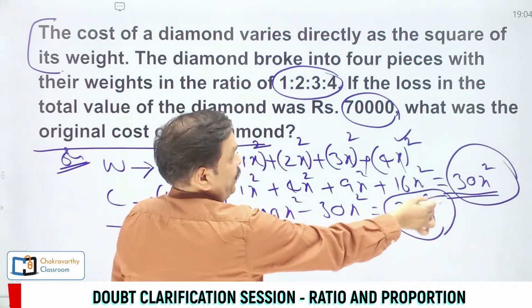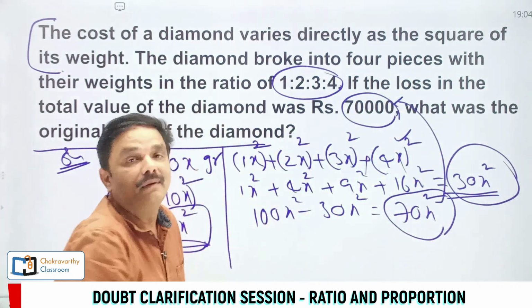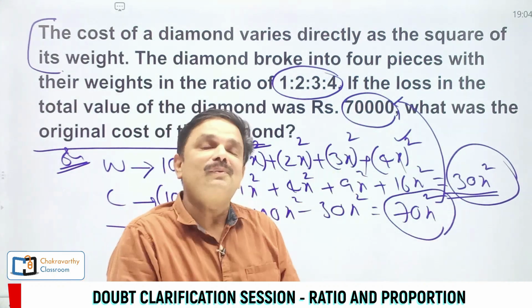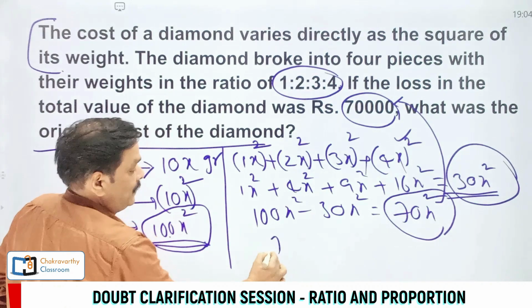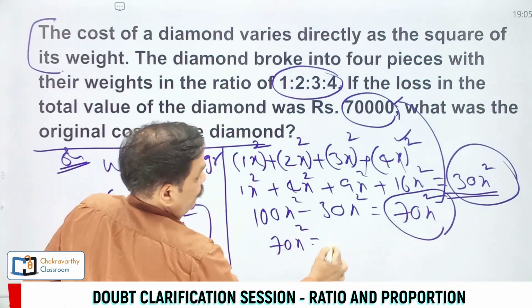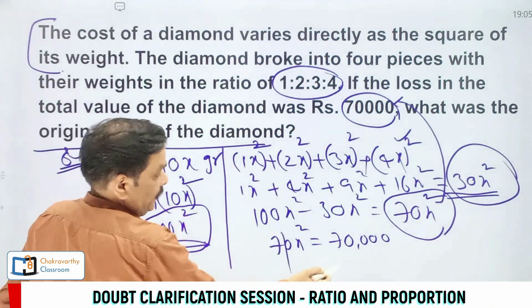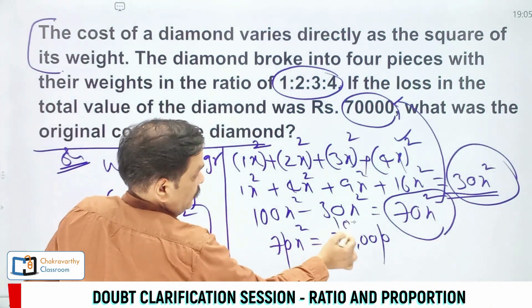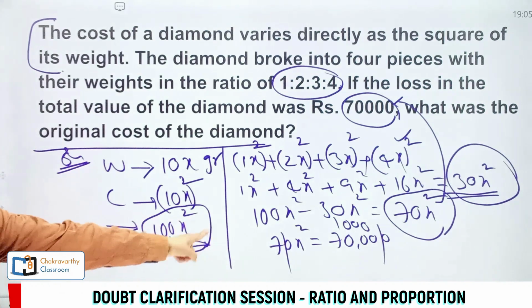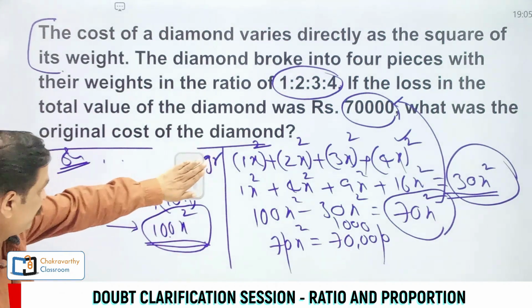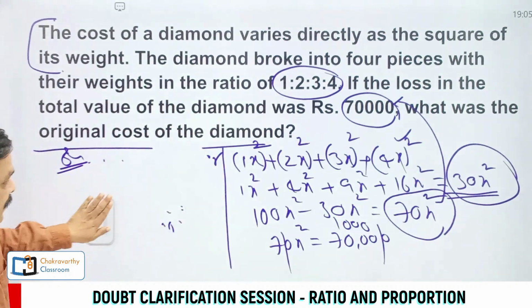Now you need to compare that with the figure given in the problem. The loss given in the problem was 70,000. Now this 70x square is equal to 70,000, isn't it? Now just go for the simplification. So now here x square is equal to 1000. Shall I write it here? I'll write it here. Space management will do.